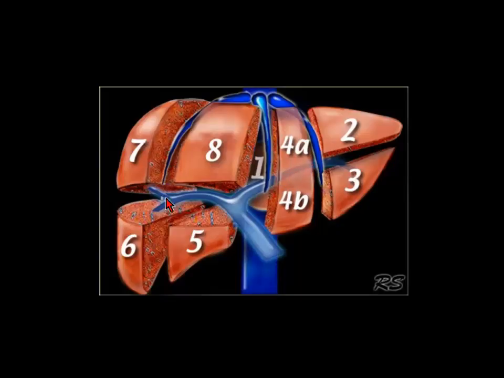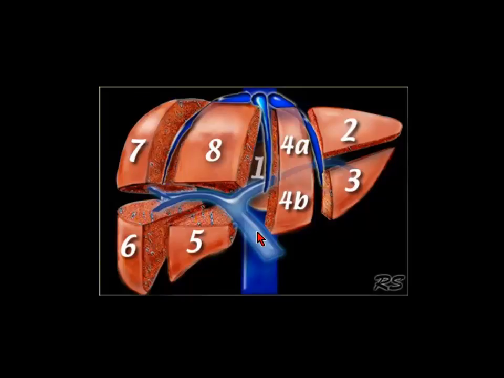So let's do the upper part first. Now find the middle one. Above the portal vein, on the left is 4A, and on the right is 8. And then you find the right. So on the left, above the portal vein, is 8, and on the right is 7.